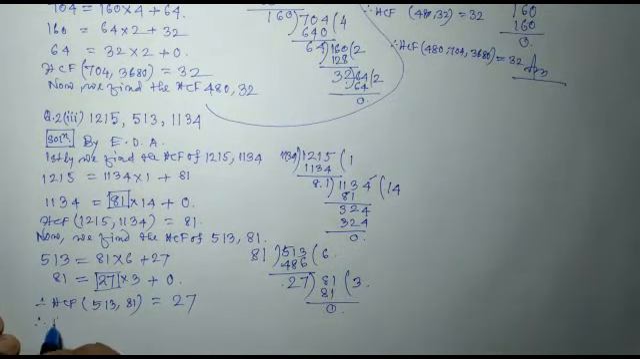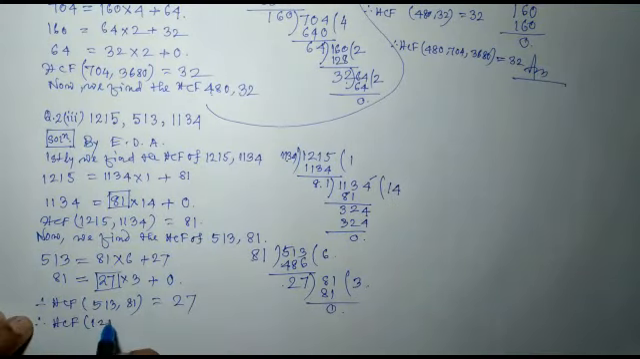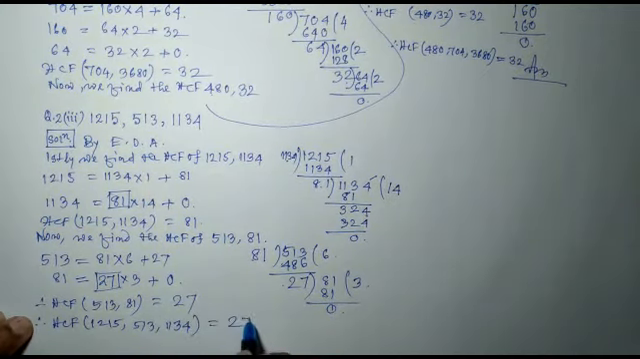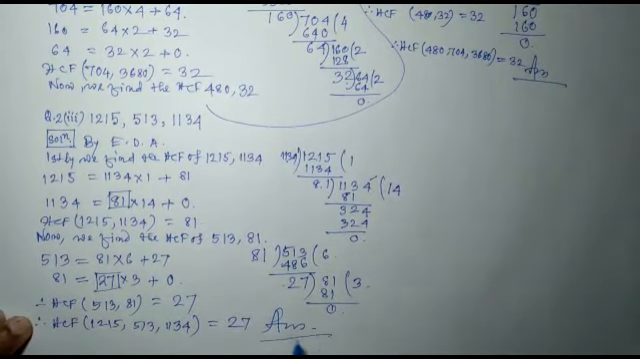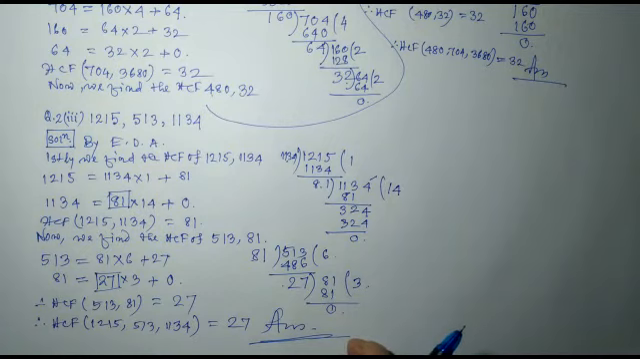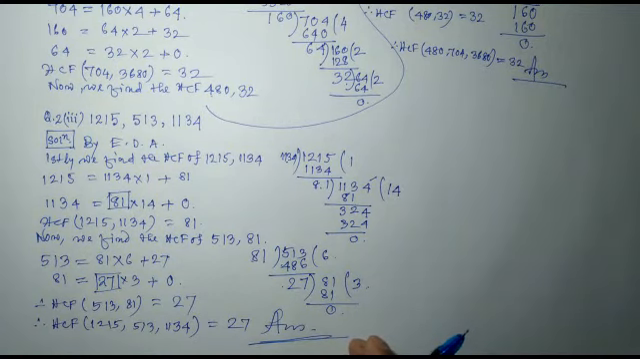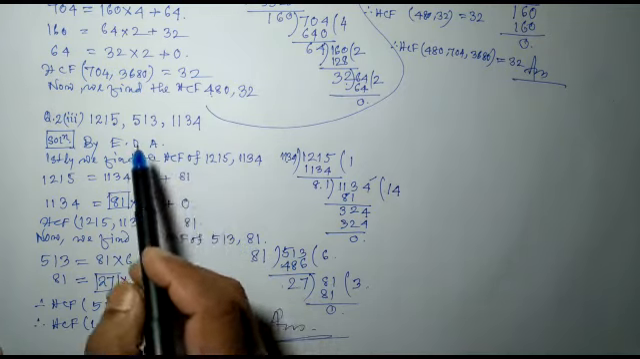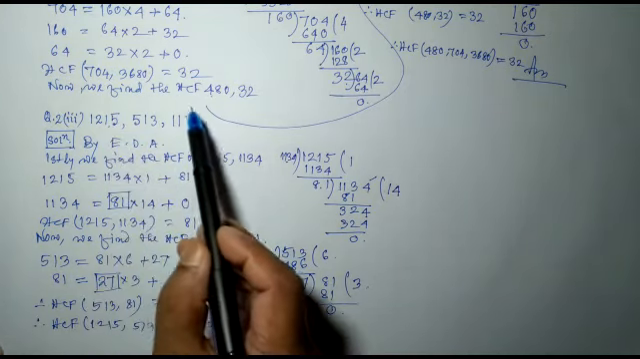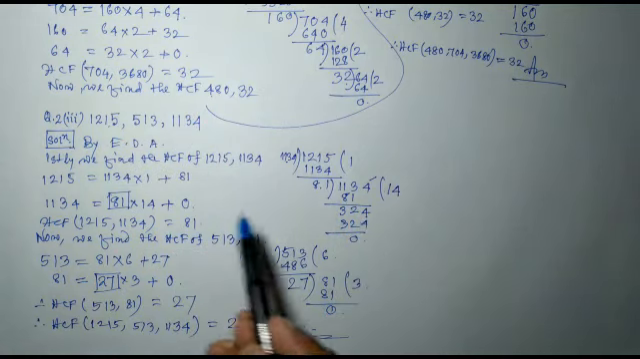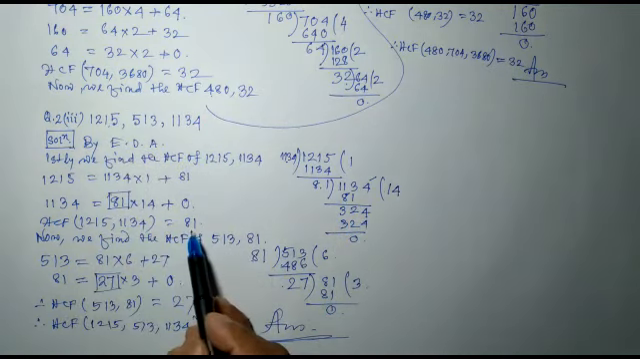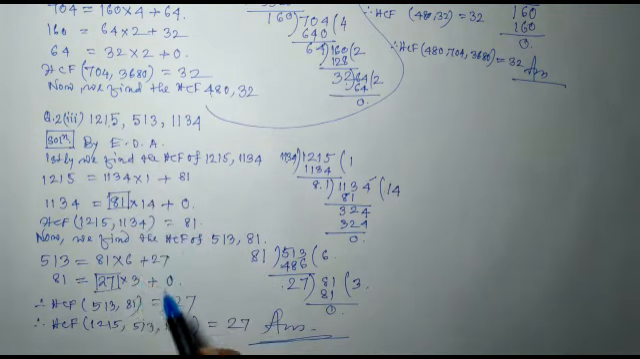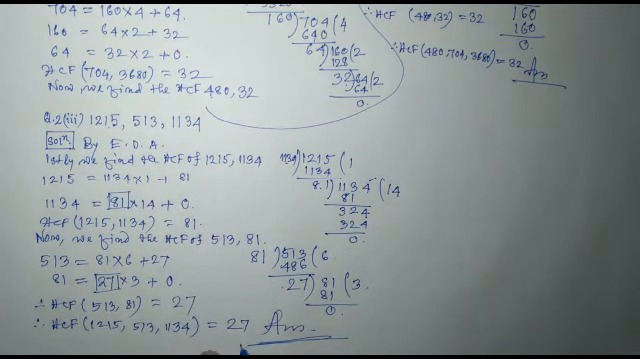So we can write therefore H.C.F of all the three numbers, that is given numbers 1215, 513 and 1134 is equal to 27, and that is the answer of the sum. So we have to remember, when there are three numbers, you have to do the H.C.F of first, if you take the bigger two numbers, so your number of steps will reduce. So get the H.C.F of the bigger two numbers, and with the result and the third number, find the H.C.F again, and that will be the H.C.F of all the three numbers.